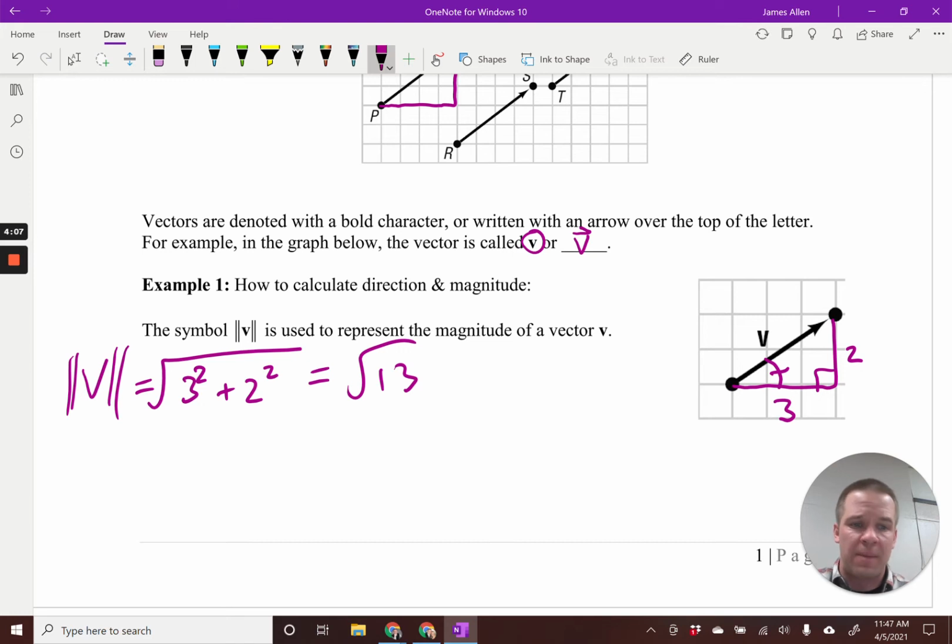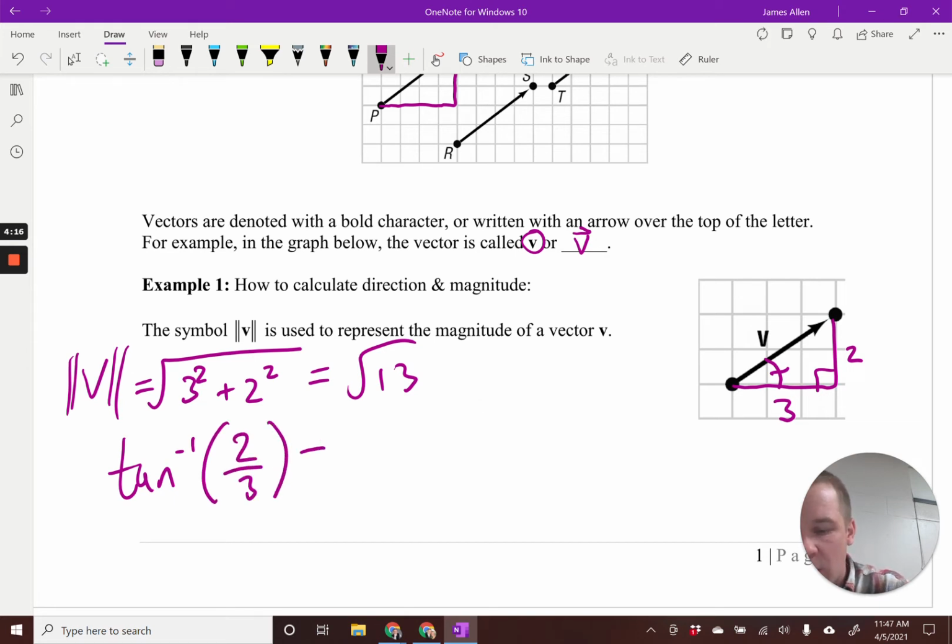Well, I've got my opposite and my adjacent sides here. So I'm going to do tangent inverse of 2 over 3, and that's going to equal approximately, I got it written down. Make sure your calculator is in degree mode if it's asking for degrees. If it's asking for radians, use radian mode. We'll use degrees. We have 33.69 degrees for my direction.